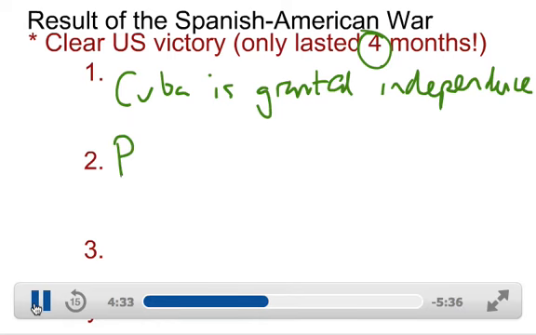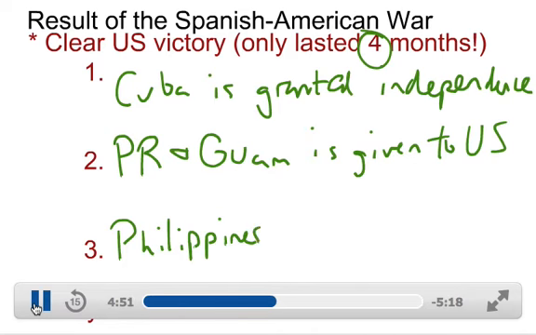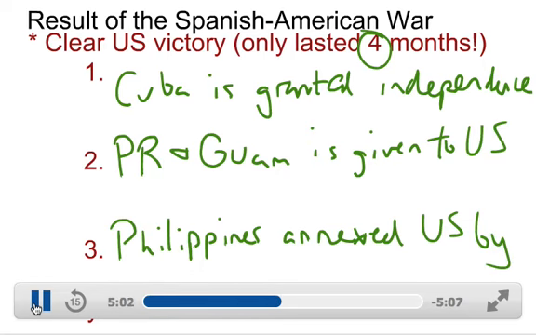Next, Puerto Rico and a little territory named Guam, which is also in the Pacific, is given to the U.S. by Spain. And the third thing that happens is the Philippines is annexed to the U.S. Remember, we talked about what annexing means. It's just when one territory takes over another. The Philippines is annexed to the U.S. by Spain for $20 million.